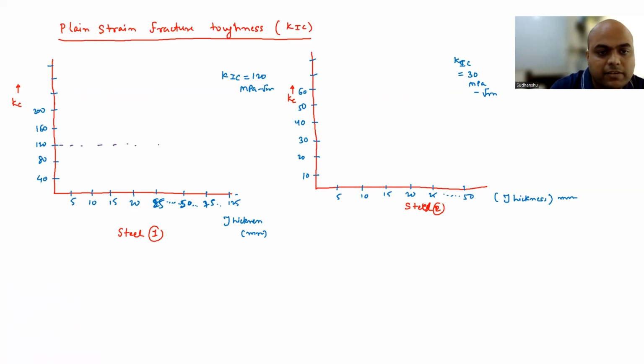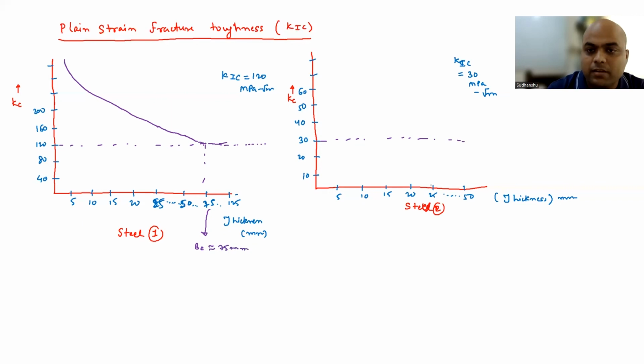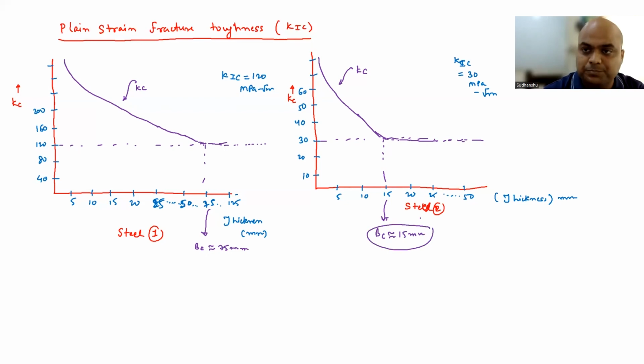So in one steel, we have K1C here, and in another steel, it is here. So in steel 1, Kc is decreasing, and then finally it becomes constant at say 75 millimeter. So here BC will correspond to nearly about 75 millimeter. And here BC will correspond to the smaller section thickness, so something like this. Okay. So this is the variation of Kc, and here BC will correspond to nearly 15 millimeter.